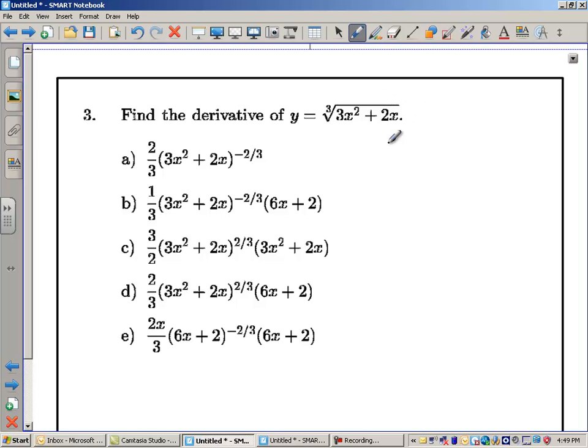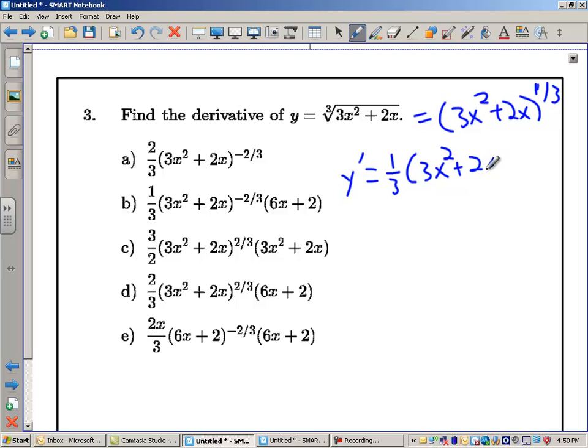Here I've got a function inside another function. You could rewrite this as 3x squared plus 2x to the 1/3 power. So I've got f inside of g, or g inside of f, however you want to look at it. So our derivative is going to be the derivative of the outside function. So bring the 1/3 down and subtract 1 from that. That's negative 2/3. And then times the derivative of the inside function, which is 6x plus 2. So let's see, it looks like that's B.